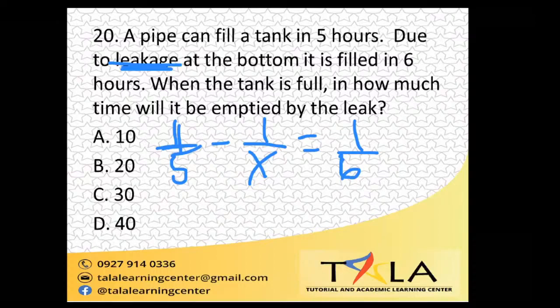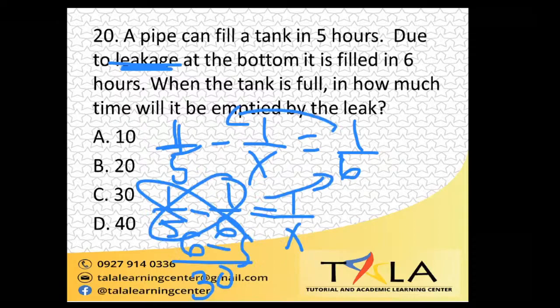So, lipat natin para maging positive 1 over x siya. So, 1 over 5 minus 1 over 6. So, I'll have 30 here, and then 6 minus 5. So, 1 over 30 equals 1 over x. Therefore, in how much time will it be emptied? In 30 hours. Okay, guys. So, that's 20.